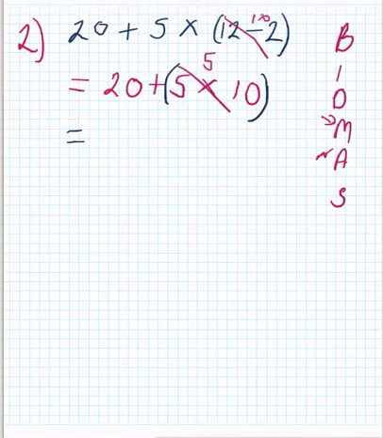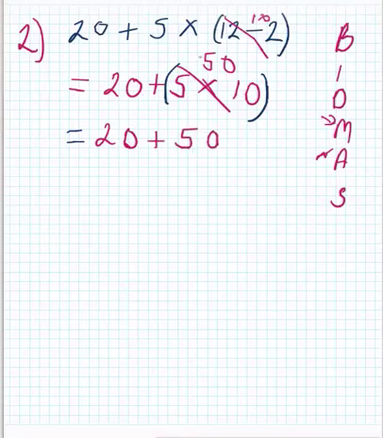So now on our next line, I'll just write 20 plus 50. And you can see how my working out is nice and clear, and I'm showing everything step by step. And finally, 20 plus 50 is simply 70. So the answer for question 2, you should have circled C, because the answer is 70.